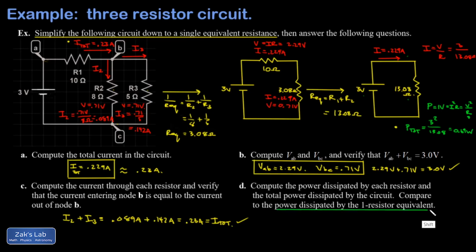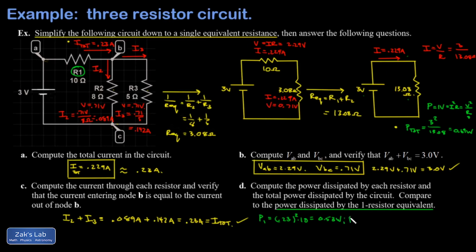So we've actually answered the second question in part D first. I think for the others, I'll go ahead and use I squared R just as a way of mixing it up. So P1 is going to be I squared R for this resistor R1. And I is 0.23, so 0.23 squared. R was 10. And I get 0.53 watts.